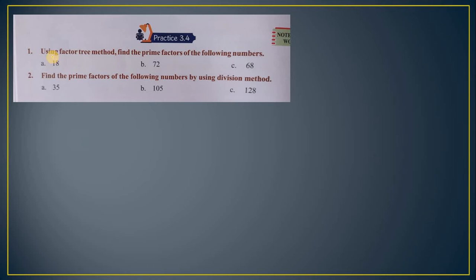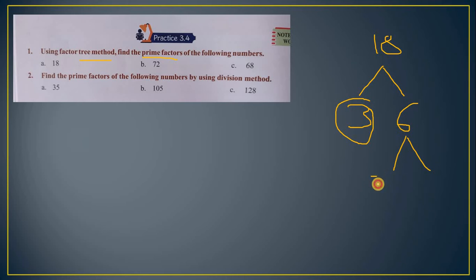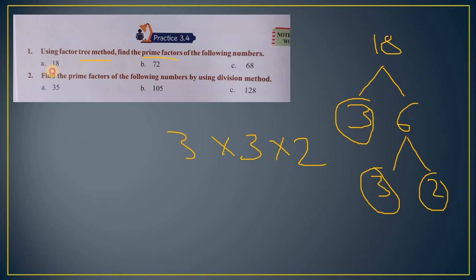Suppose the first question is here: you have to use the tree method and calculate the prime factors. The first one is 18. 18 can be written as 3 times 6 is 18. Here 3 is a prime number, so you have to split only 6. 3 times 2 is 6, so both are prime numbers. So the prime factors are 3 into 3 into 2. This is the prime factorization of 18. You apply the same logic for questions B and C.